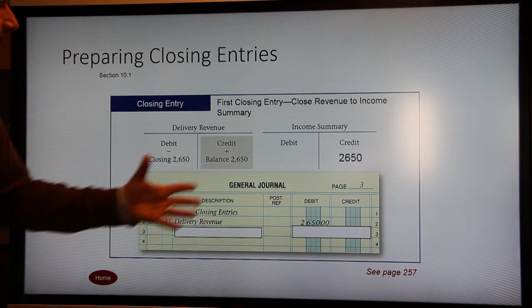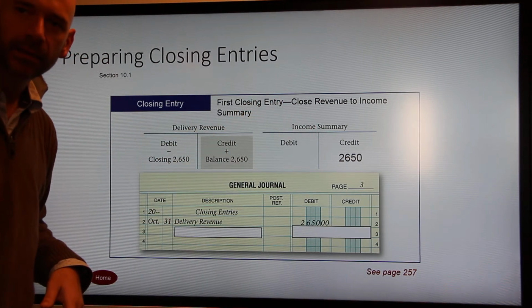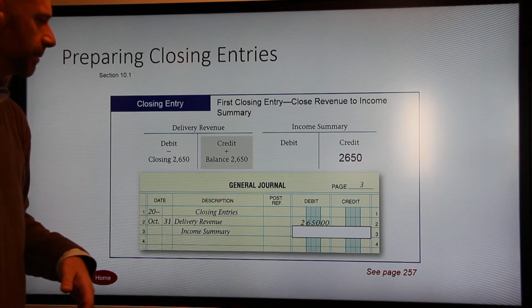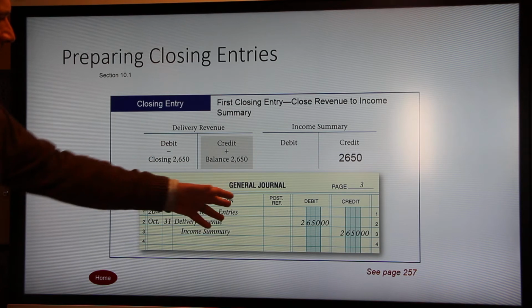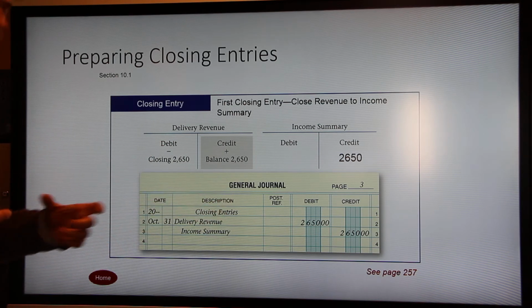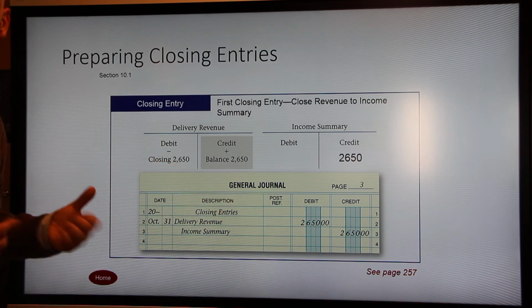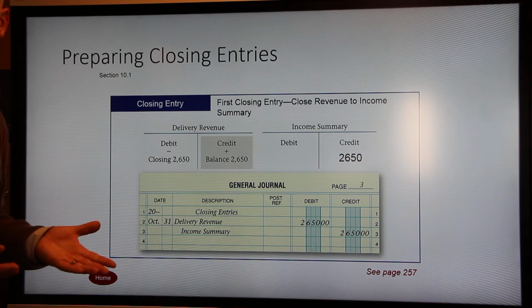and now our credit account. We credited income summary, $2,650. So you would write income summary and credit. That's it. We just reduced our revenue balance to zero, and we just journalized that entry in our general journal. That's the first closing entry. We took care of revenue.